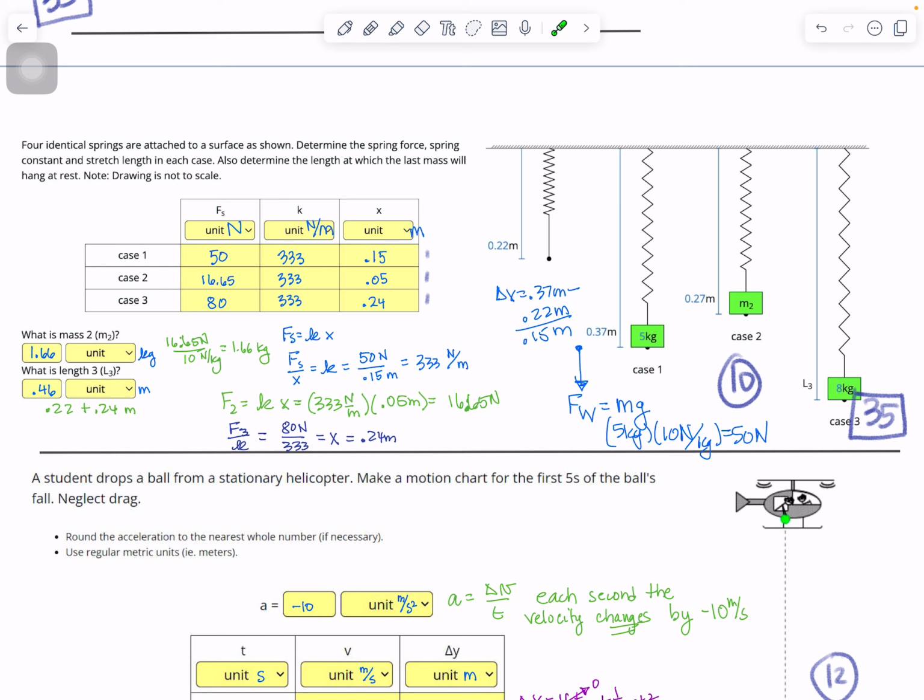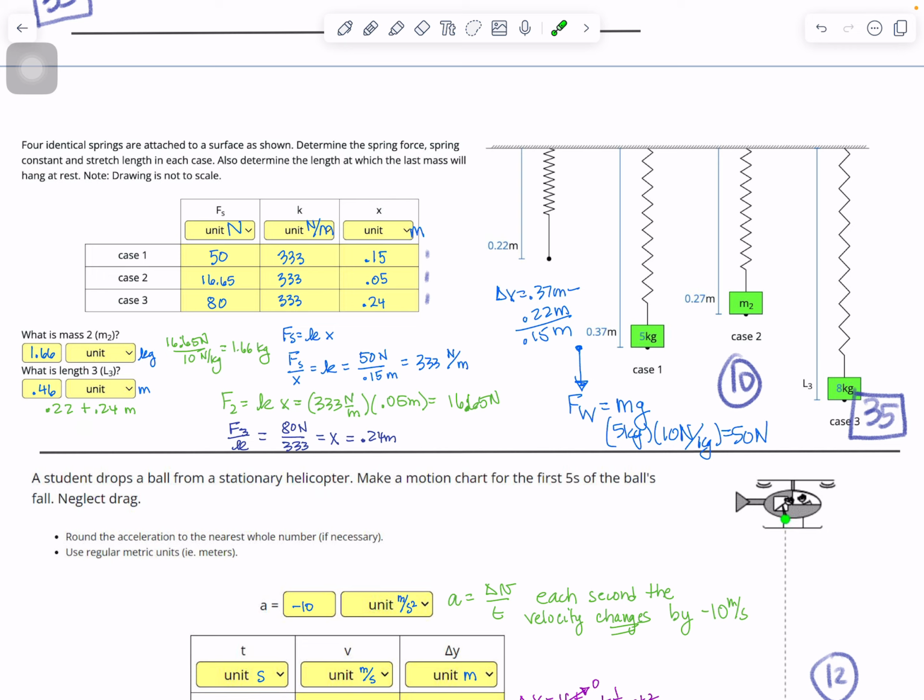And then for the last one, my force is 80 newtons because this is an 8 kilogram mass. Same spring, so same spring constant. And so F3 divided by k gives me x, and that's 0.24 meters, because again, I'm just solving this one for x. So this is my change in length. I need to add it to my 0.22, which is the original length, in order to get the total length of 3, because that's what it's asking for, so 0.22 plus 0.24.